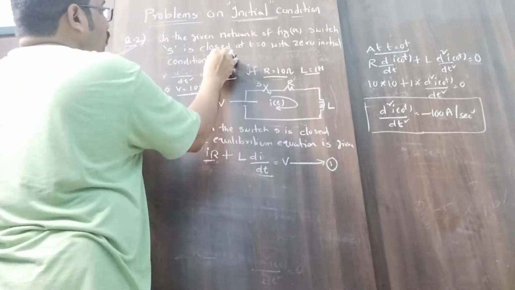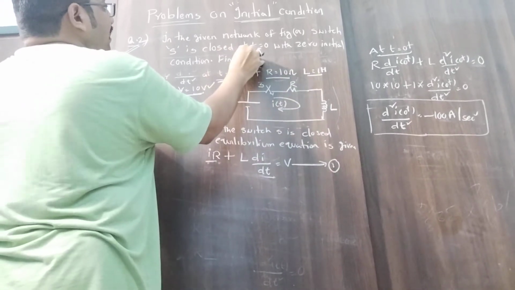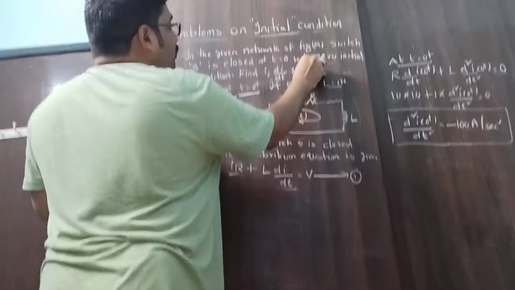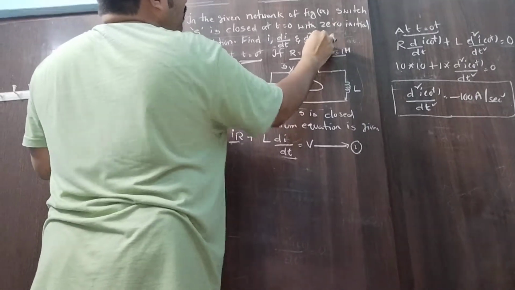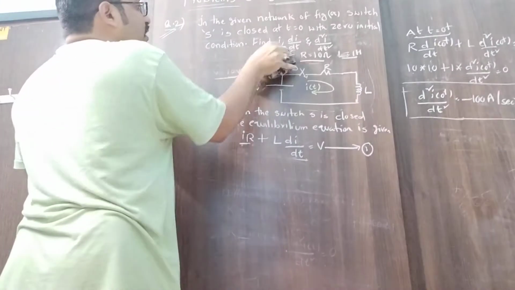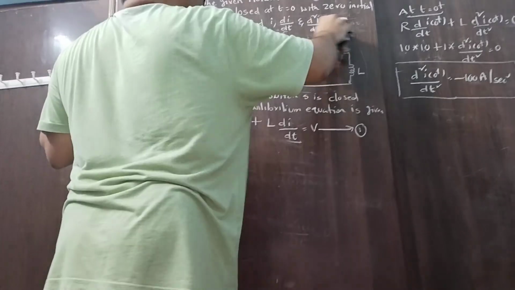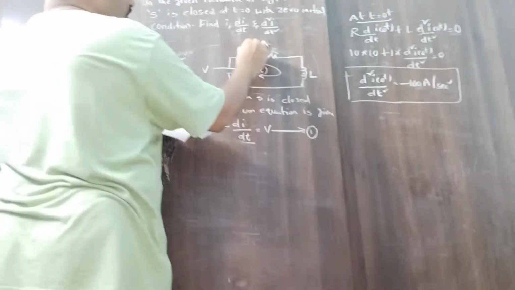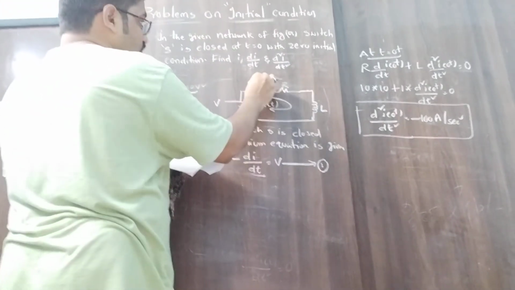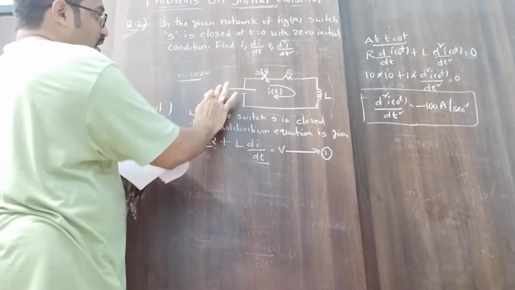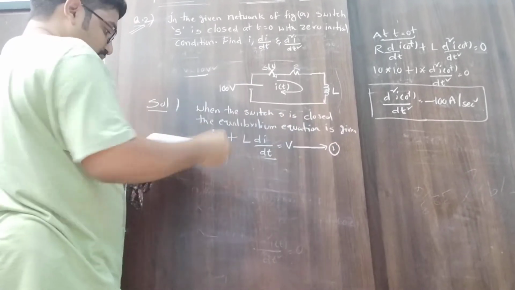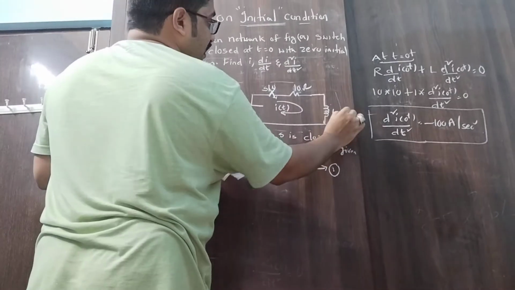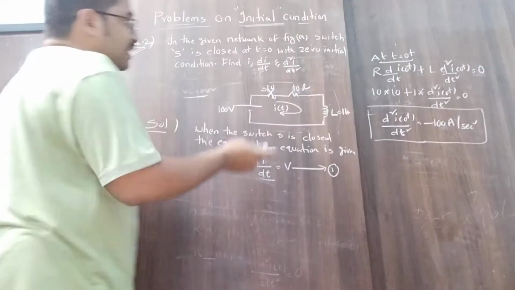Find I, di divided by dt and d square I divided by dt square. The circuit is given. This is the switch, and this is 100 volts. R value will be 10 ohm. L is equal to 100. This is the data given.